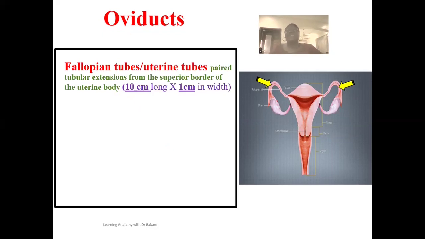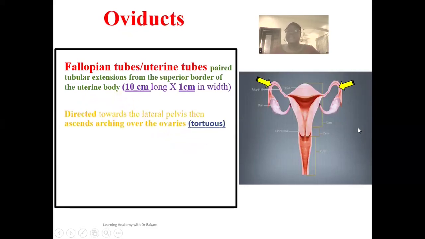This oviduct is about 10 centimeters in length and about 1 centimeter in diameter. And if you look at the pattern by which it runs, after it emerges from the superior border of the body of the uterus at this region, you see that it is seen to be directed laterally towards the lateral pelvic wall. And you see it ascending and finally arcing over the ovaries.